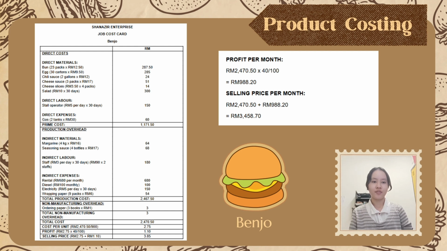For cost per unit, 2,470 ringgit and 50 cents divided by 900 benjo per month, and we get 2 ringgit and 75 cents. As for the profit, 2 ringgit and 75 cents times 40%, and the answer is 1 ringgit and 10 cents. The selling price, which is 2 ringgit and 75 cents plus 1 ringgit and 10 cents, is 3 ringgit 85 cents. Shanazir Enterprise earned a profit of 988 ringgit and 20 cents per month and obtained a selling price of 3,458 ringgit and 70 cents.